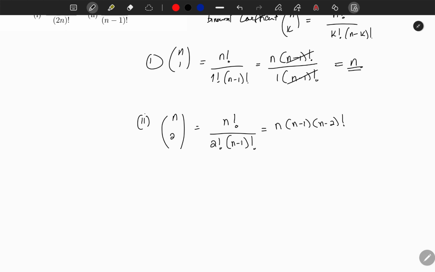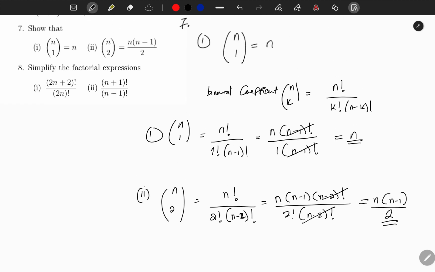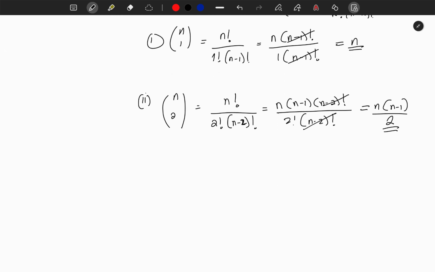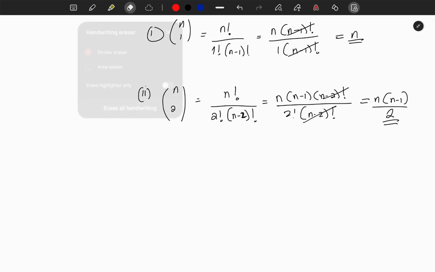Sorry, it's 2 here. We need to have a 2 here so that it can cancel with the (n minus 2) factorial down there. The n will keep on decreasing by 1, by 1, by 1. We know that. So this and this gone. So we end up having n times (n minus 1) over 2 factorial, just 2. Hence shown. That's all. We go to question 8. You've seen how easy they are, right?